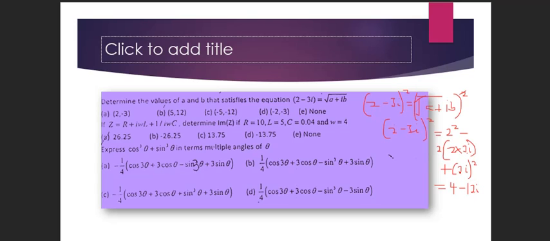And then 3i squared will give us, i squared will give us minus 1, and then 3 squared is 9. So we have minus 9. When you compute this, 4 minus 9 will give us minus 5, and then you have minus 12i. So the answer will be C. That's how you compute for this question.